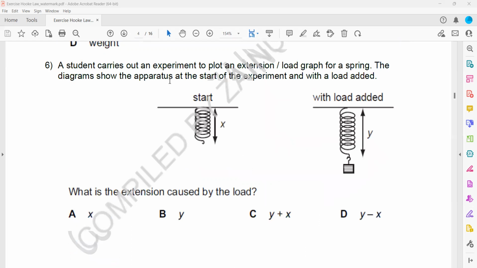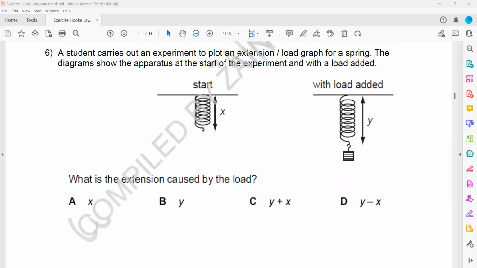A student carries out an experiment to plot an extension and load graph. The diagram shows the apparatus. X is representing the original length and Y is representing the measured length. How can we find the extension? If you want to calculate the extension, it is the measured length minus the original length. So the measured length of the spring is Y minus X. Like how much it has increased, we can get this extension by using Y minus X. So Y minus X, option D is the right answer.